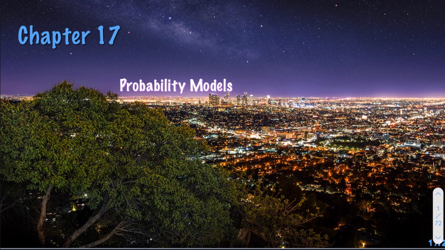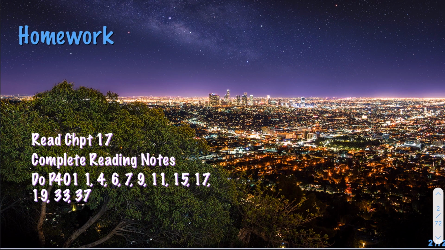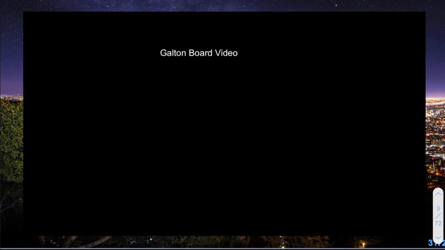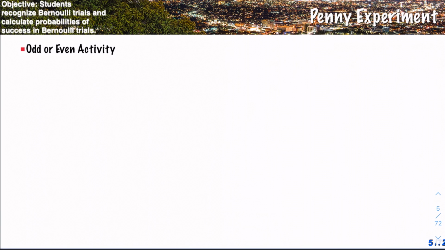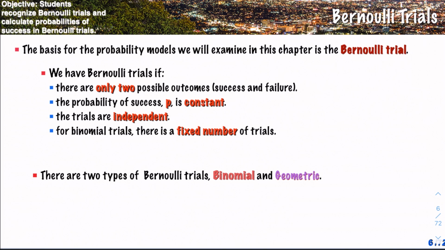After that brief and wonderful intro on the Galton board, we're going to be talking about probability models in Chapter 17 to wrap up everything we've talked about with probability, expected value, means, and variance with Unit 4. So again, read the chapter, complete the reading notes, and do these homework problems as you see. The objective is that students recognize Bernoulli trials and calculate probabilities of various forms of success in Bernoulli trials. If we were in class, we would do an odd or even activity. Of course, we can't do that, so I want to just jump into this based off of what we saw.